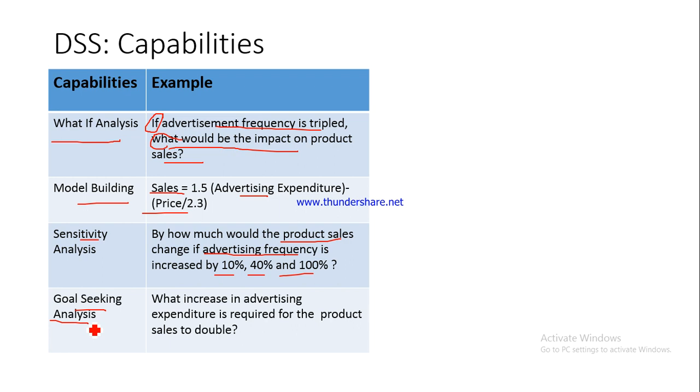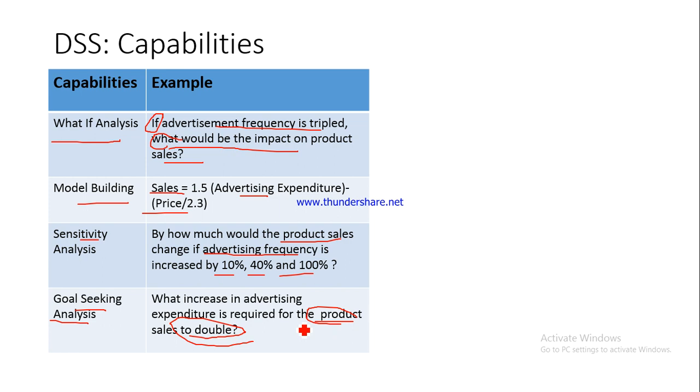That is goal seeking analysis. Now this is the destination here: I want my product sales to double, but then what is it that I will have to do to make this happen? What increase in advertising expenditure is required for the product sales to double? So this is what I'm trying to find out.